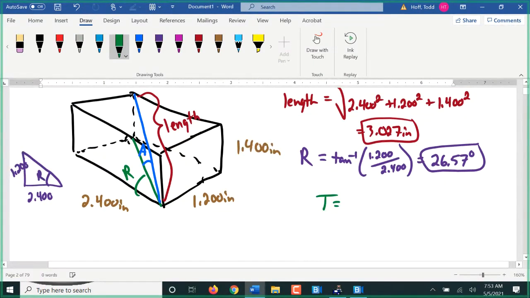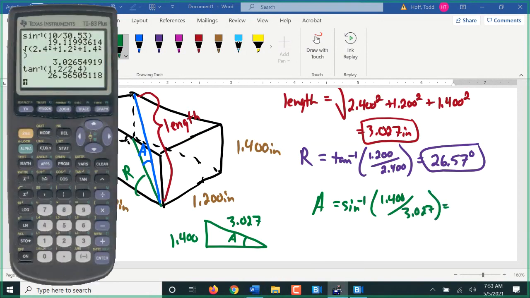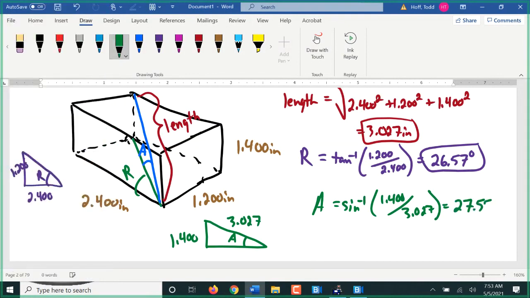And T, or sorry, in this case we're not finding T, we're finding A. The opposite side, which is 1.4, over the hypotenuse of 3.027. Degrees. Easy enough, right?